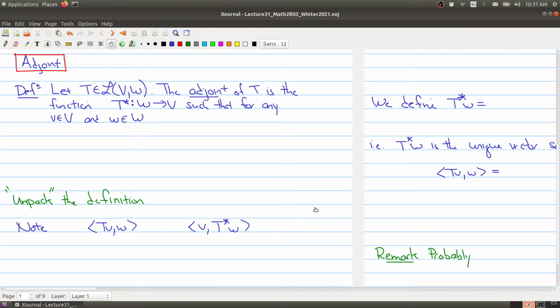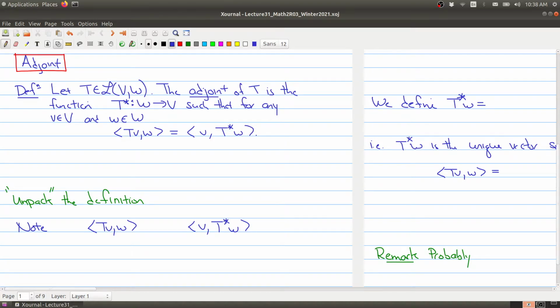So let T be some linear map from a vector space V to W, and the adjoint of T is the function that goes from W to V, so it's kind of going backwards. And we call that T star, such that for any v in V and any w in W, we have that the inner product of Tv with w is the same thing as v with T star w.